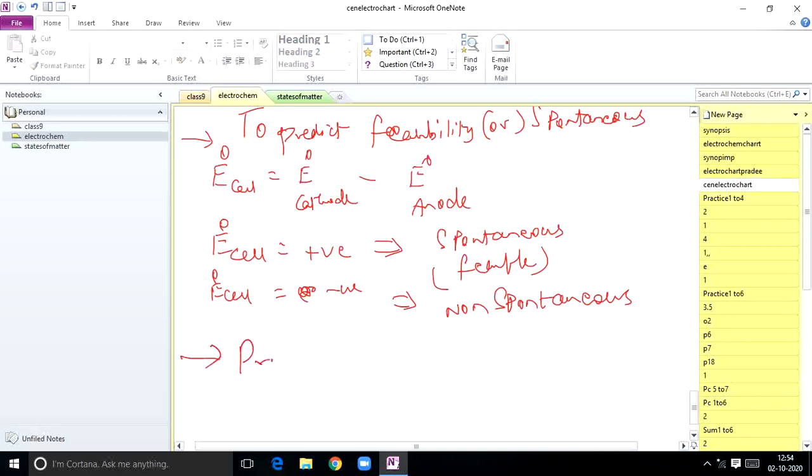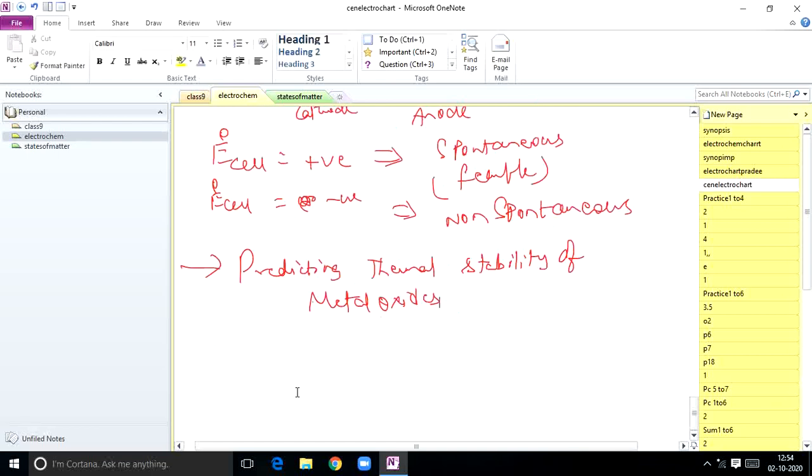Next, predicting thermal stability of metal oxide. You can take this help. So how to predict the thermal stability here? The smaller the reduction potential value of a metal in a particular oxide, the more easily it can lose electrons, greater is its electropositive character, and hence more stable it is.